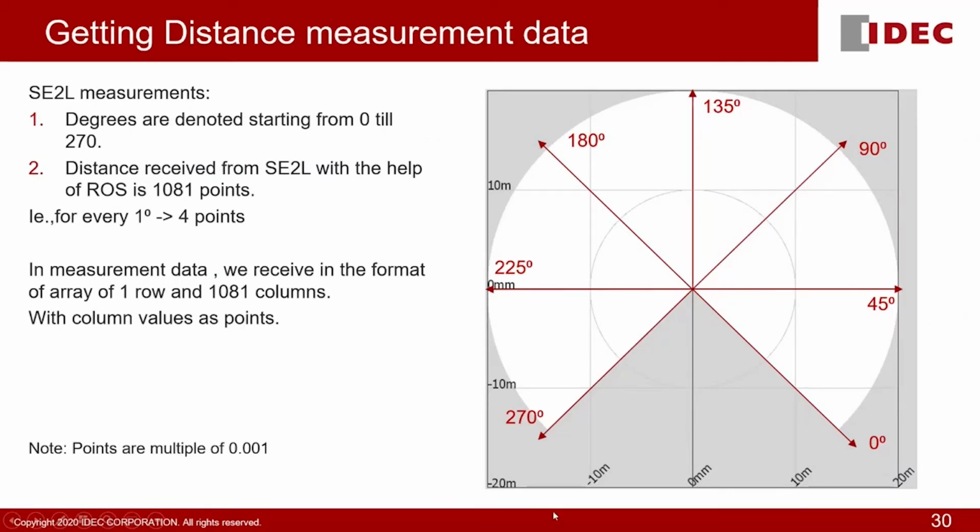So this is how the outline of the SE2L looks like. This direction over here is 0 degrees, and it goes from 0 all the way to 270 degrees, whereas the values which we get from the SE2L with the help of ROS are 1080, 1081 points altogether. So if you're considering 0, we have to consider 1080. For every 1 degree I am getting 4 points. So let us convert it into another format, that is for every 0.25 degrees I'm getting 1 point.